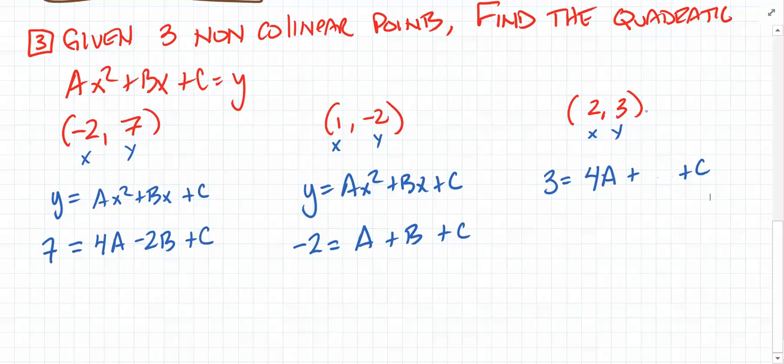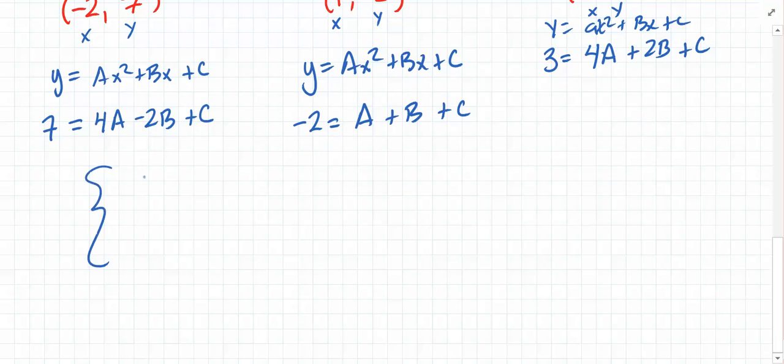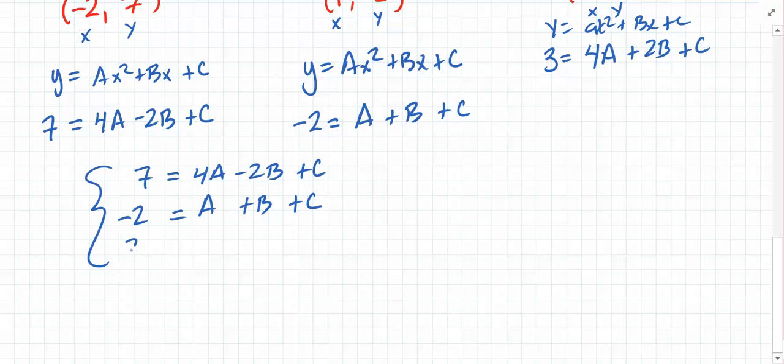Ax squared plus bx plus c. Okay? Alright, so look what we have. We have a system now, you guys. If I write all these together, look: 7 equals 4a minus 2b plus c, and negative 2 equals a plus b plus c, and then the last one was 3 equals 4a plus 2b plus c. Hey, that's a system right there, and we can solve that system.